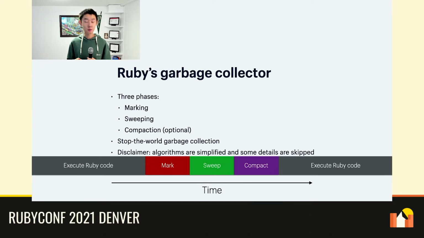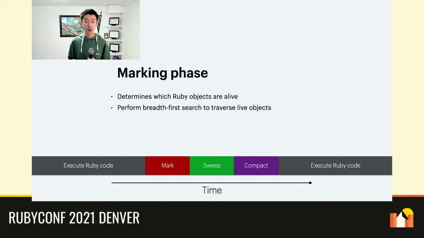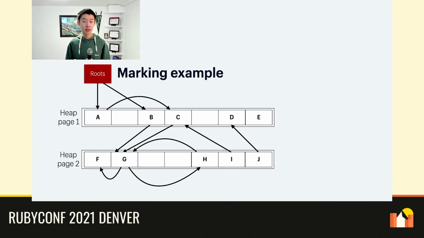The garbage collector in Ruby is fairly complex, so we can't possibly cover all the technical details in just a few minutes, but we'll provide a very high-level overview that contains all the information you will need to know for this talk. Let's first look at marking. Marking is the phase where we determine which Ruby objects are alive and which ones can be freed. We first mark the roots, which include things like global variables, classes, modules, and constants. We then perform breadth-first search to traverse the network of live objects. Let's see an example of this. Here's a toy example of a heap with 2 pages with 7 slots on each page.